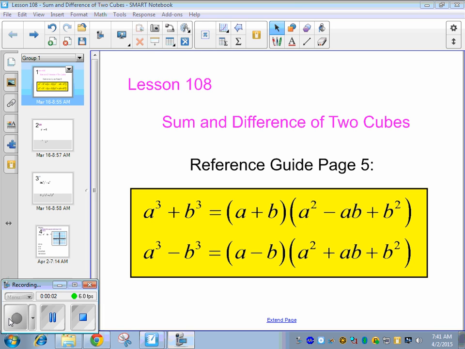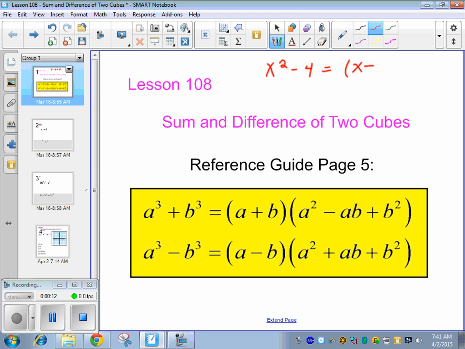Okay, so we've done difference of squares. Quick review: if you were to factor x squared minus 4, that would factor to (x plus 2)(x minus 2). Or if you had a squared minus 9, that would factor to (a plus 3)(a minus 3). Those are called a difference of squares, and they only work when we have a minus in the middle. That's why it's called a difference of squares.